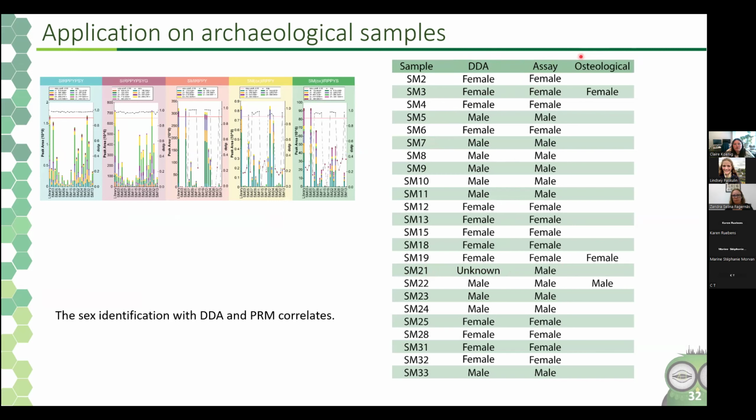Some osteological sex estimation could have been done on a few samples, and we can see that the proteomics data is also correlating with osteological sex estimation. So based on that, we could conclude that our assay can actually be applied on archaeological samples.